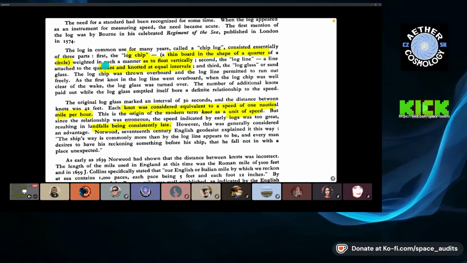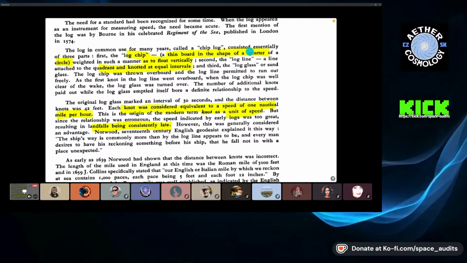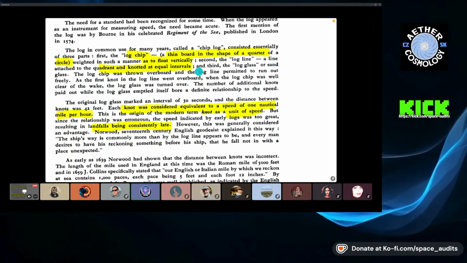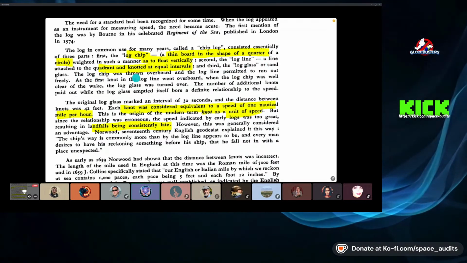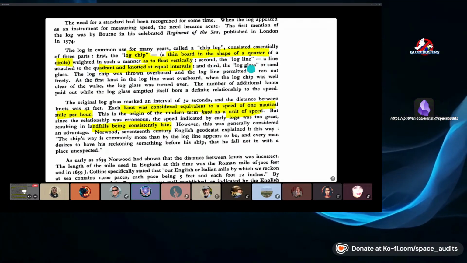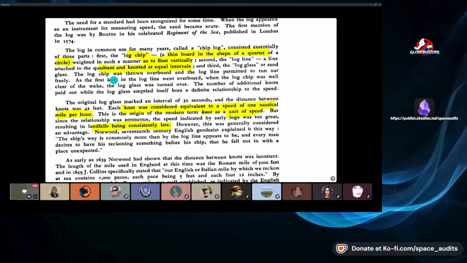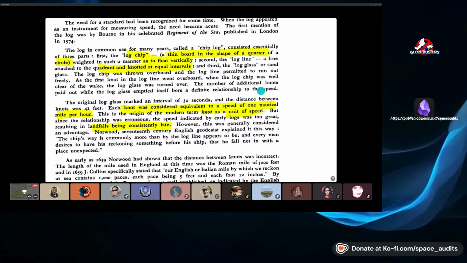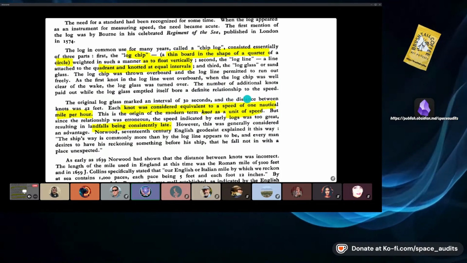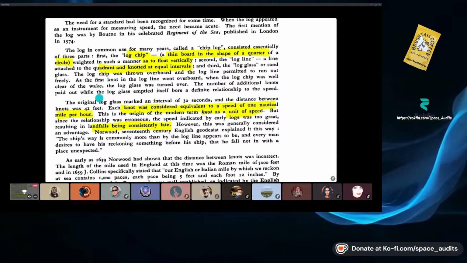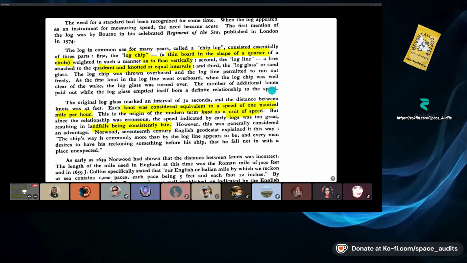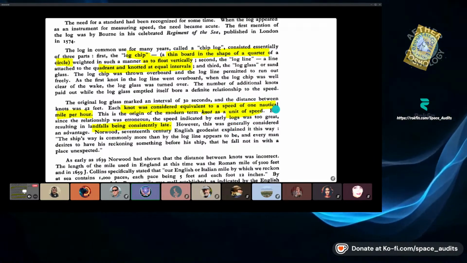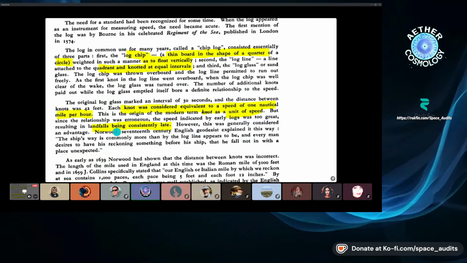He says they use the log chip, right? A thin board in the shape of a quarter of a circle, weighted in such a manner as to float vertically. And then the log line, the line attached to the quadrant and knotted at equal intervals. And then they had a log glass, which was then thrown overboard and then permitted to run out freely. And as the log line went overboard, when the chip was well clear, the log glass was turned over, and then the number of additional knots paid out while the log glass emptied itself. So they had a definite relationship to the speed, and each knot was considered equivalent to the speed of 1 nautical mile per hour.